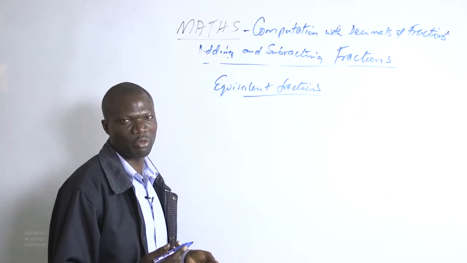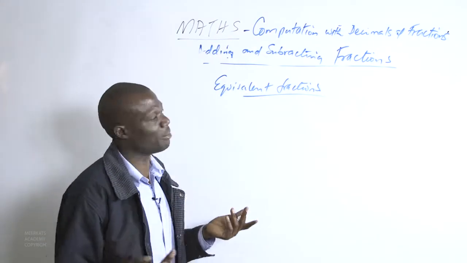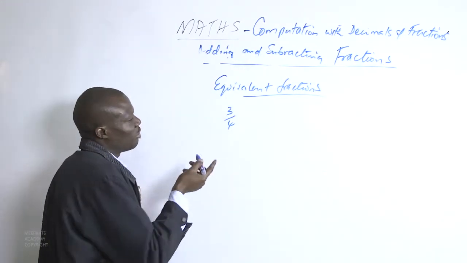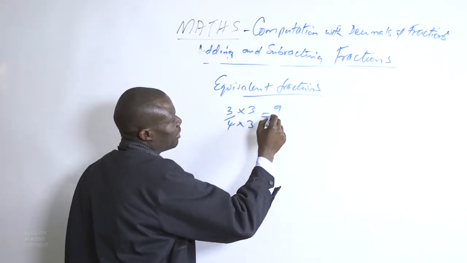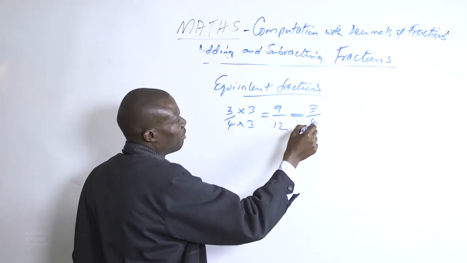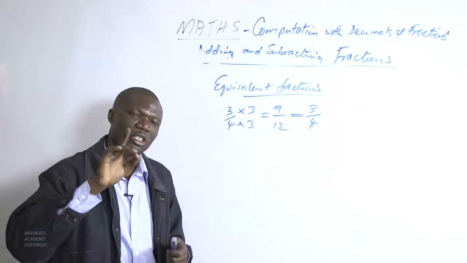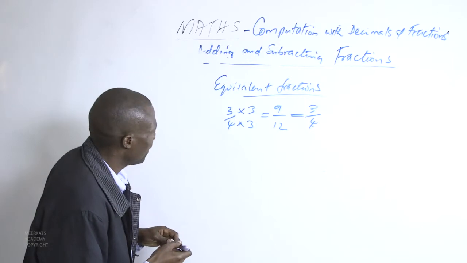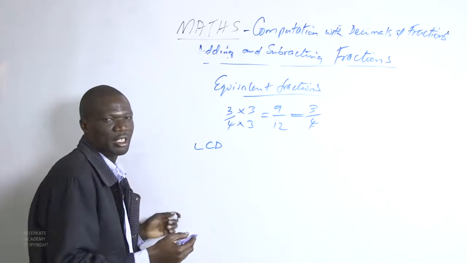And we say to get an equivalent fraction, we multiply both the numerator and the denominator by the same number. For example, if we have 3/4 and we want an equivalent fraction of the same, if we multiply here by 3 and multiply here by 3, you'll find that 9/12 is equivalent to 3/4. That's what we mean by equivalent fraction. So if the two fractions being added or subtracted are not of the same denominator, then we must find what we call the lowest common denominator.